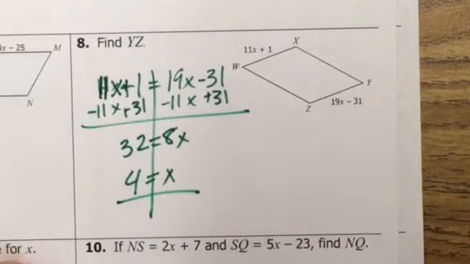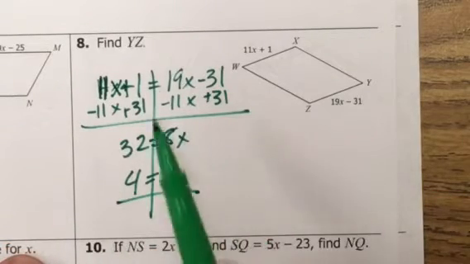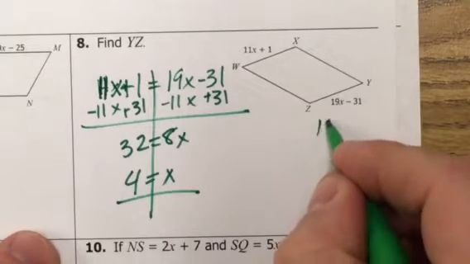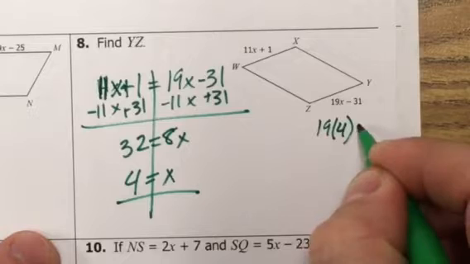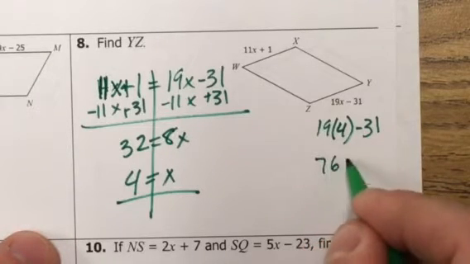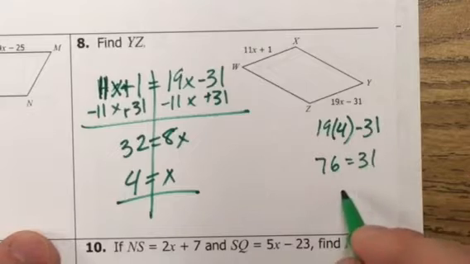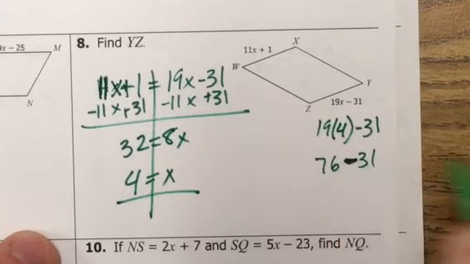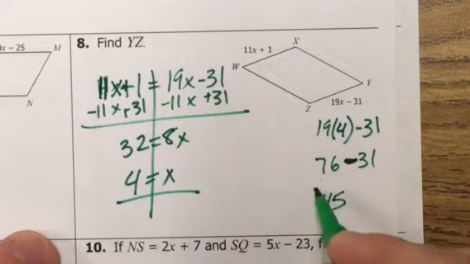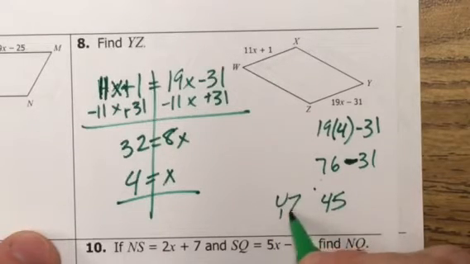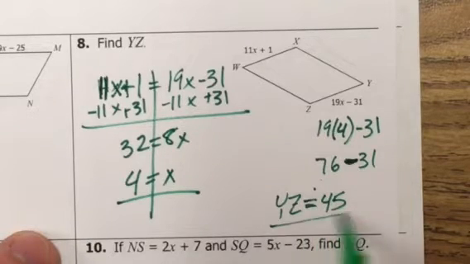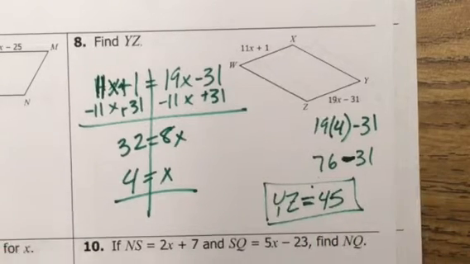Now in this case, I'm not finished. It asked for yz. So in order to find yz, I'm going to take and plug in my 4. 19 times 4 minus 31. So 19 times 4 would be 76 minus 31. And then I'd say 45 would be yz, because yz stands for the distance from y to z. And that would be your final answer.